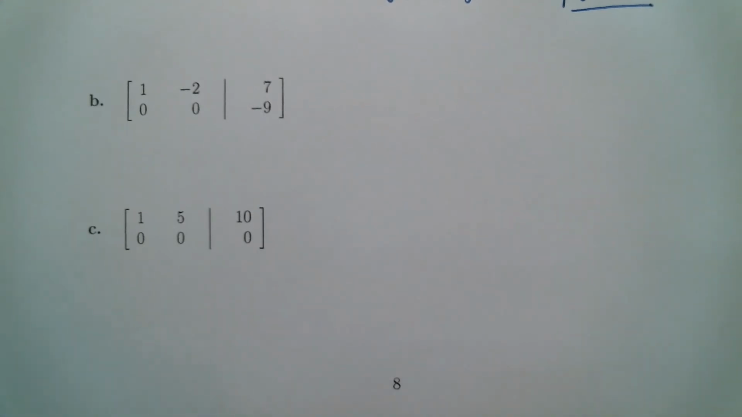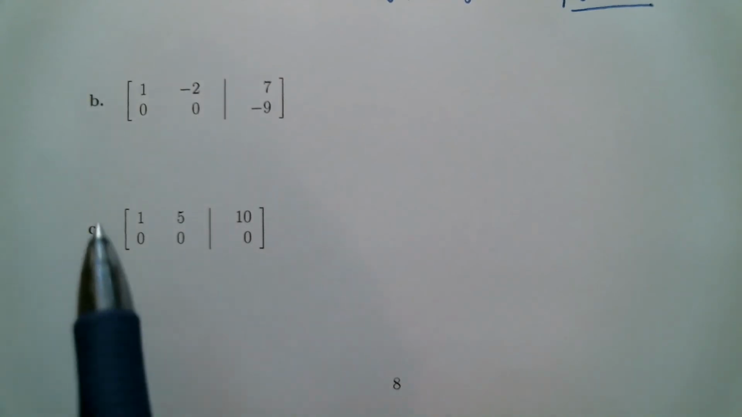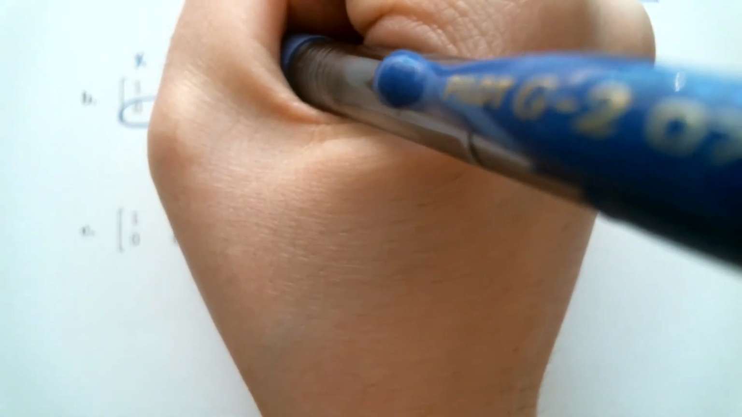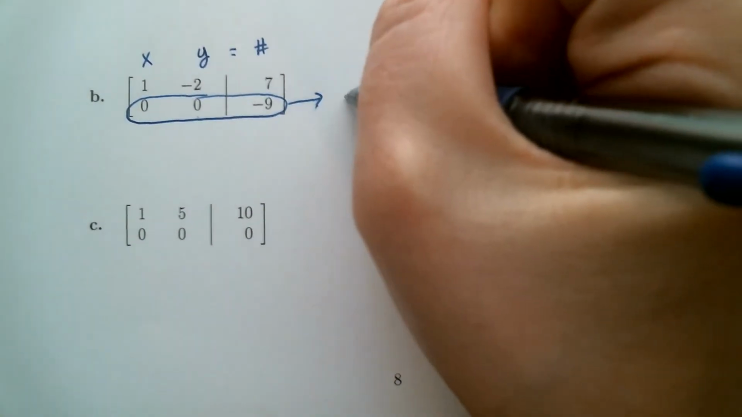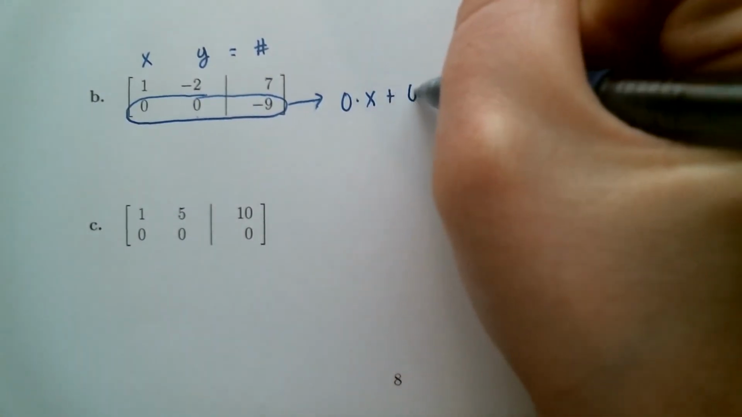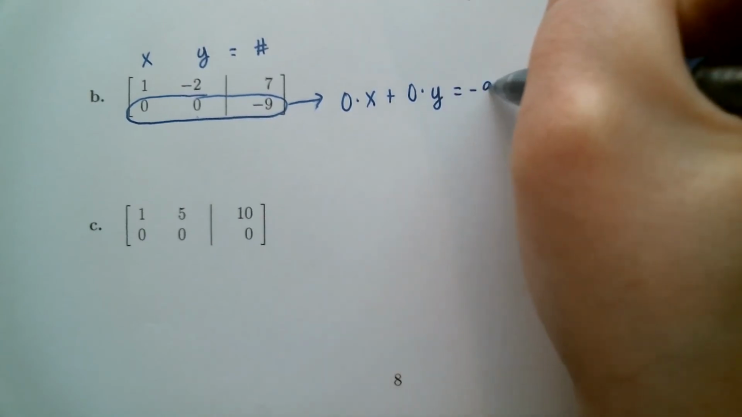Again, you do not have the original system to rely on, but that original system has been turned into a matrix and that matrix has been operated on. Here's the final matrix. You should hone in on this last row. Interpreting it: first column, numbers in front of x, second column, numbers in front of y, and then you've got your equal sign and your number. This tells me that 0 times x plus 0 times y is equal to -9.